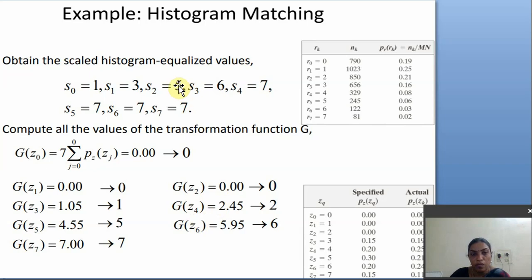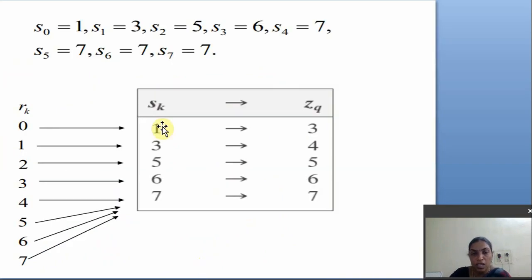Now coming to 5. So 5 is related to 5. 6 is related to this 6. And 7 is related to this 7. Of course all the 7s are there. So from S4 to S7, the 7 value is there. That 7 belongs to this 7. So that's how you map between S and Z. See here SK, ZQ. 1, 3, 5, 6, 7 values are there. 1 is to the 3, 3 is to 4, 5 is to 5, 6 is to 6, 7 is to 7.